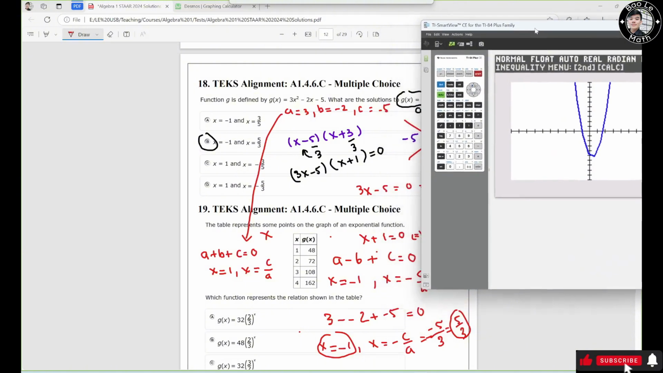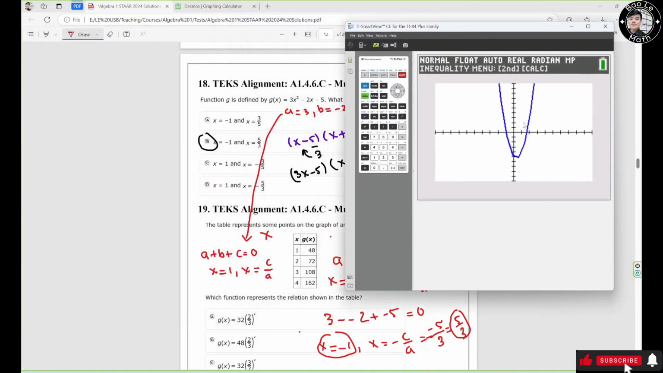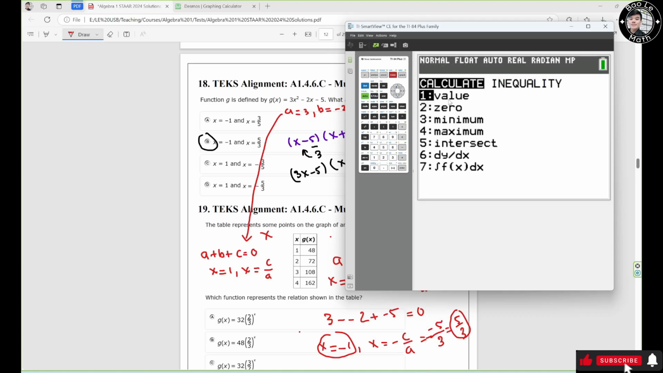Now you need to find the 0, right? So the 0 should be this guy and this guy, right? So you hit second trace. Alright. Choose number 2, zero, right here.